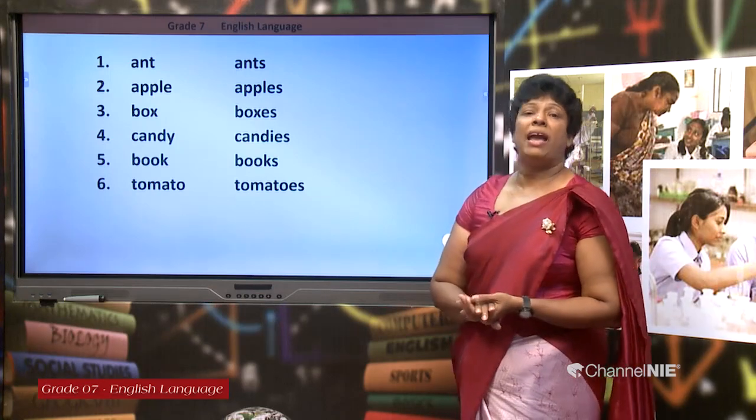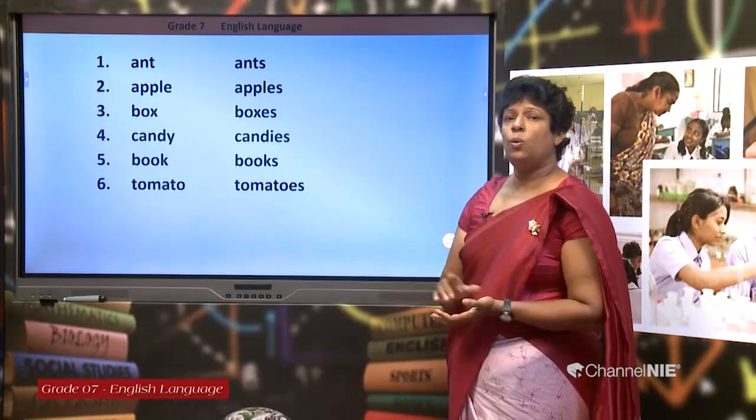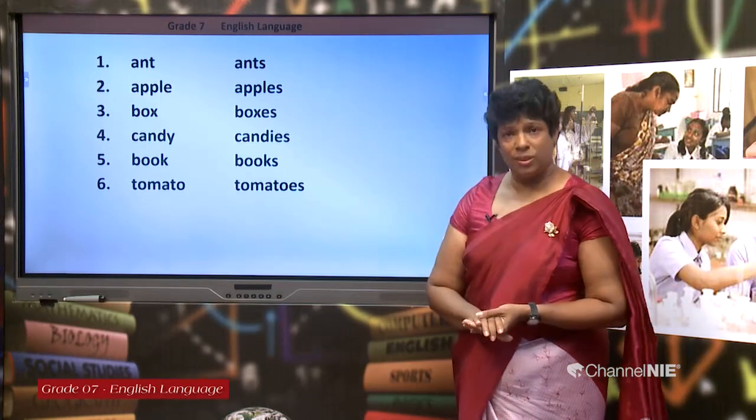The first one, ant, ants. We add only S. Number 2, apple. We add S, becomes apples. Box, boxes. The letter X is at the end, we add ES. Number 4, candy. Candies, Y becomes IES. Book, books. Tomato, tomatoes. At the end you find O and you add ES, tomatoes.